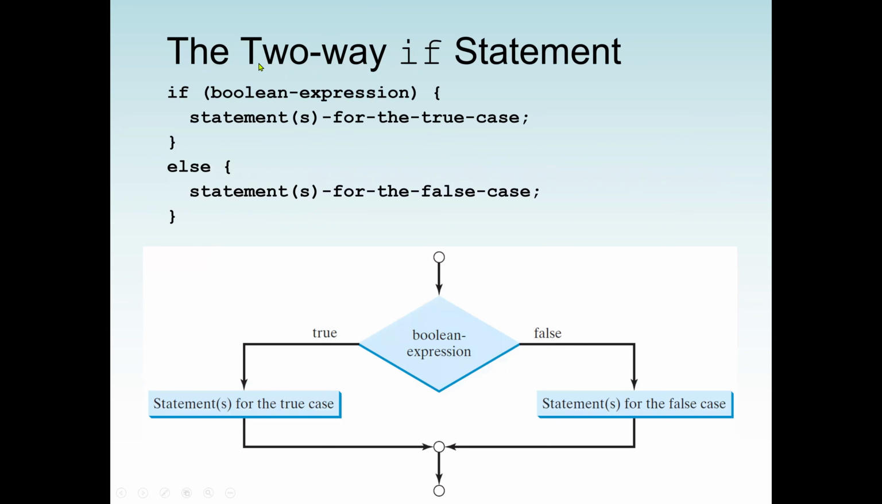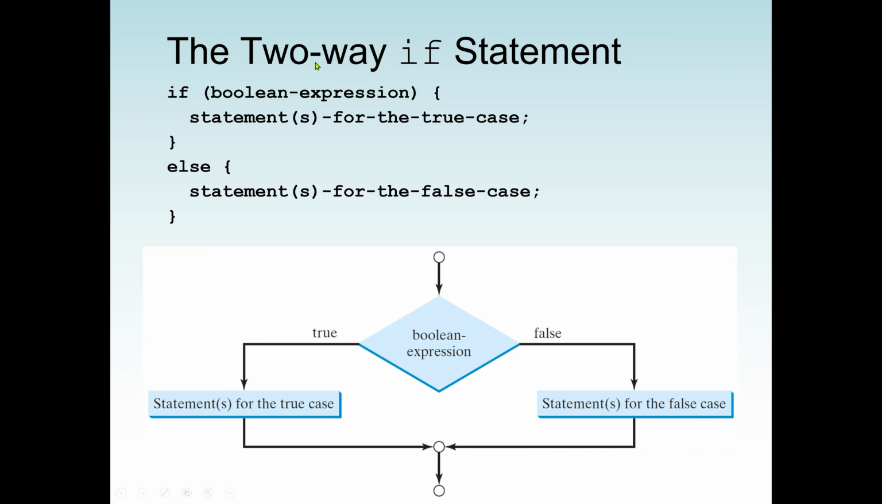So the next one will be the two-way if statement. As we said, with the first if statement, only if the condition is true, it will do something. If it's false, we skip. We don't have any statement for that. But with the two-way if statement, we have an expression. If it's true, we are going to print our first statement. Else, if it's false, the second else section will be printed.